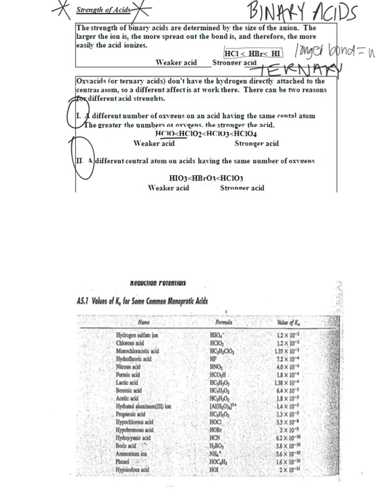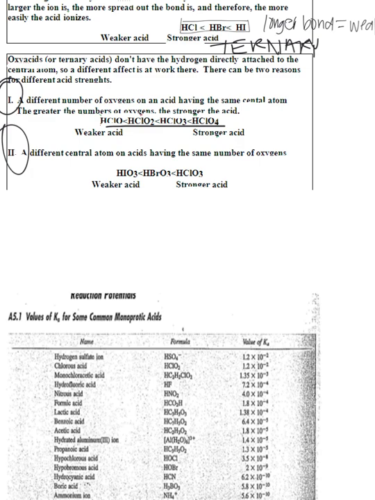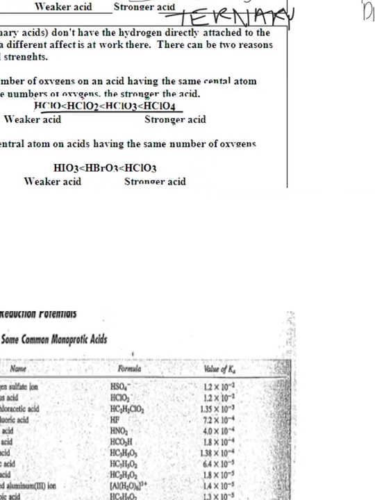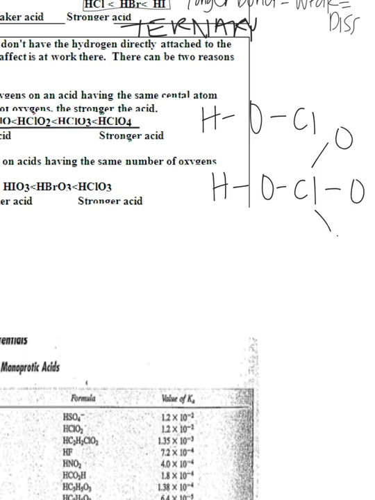So they've given you this example here. Again, more oxygens equals a stronger acid. Our ternary acid rule is that you have to have 2 more oxygens than hydrogens for it to even be considered a strong acid. So let's compare these structures. There's the one with 1 oxygen, and here is the one that has 4.